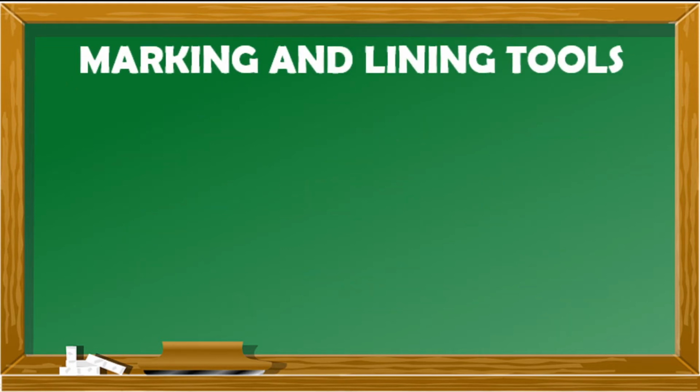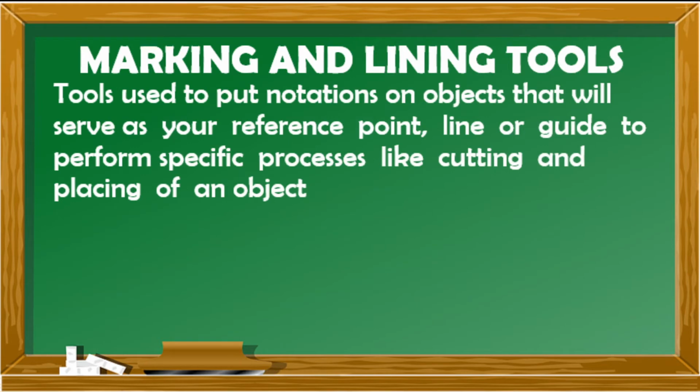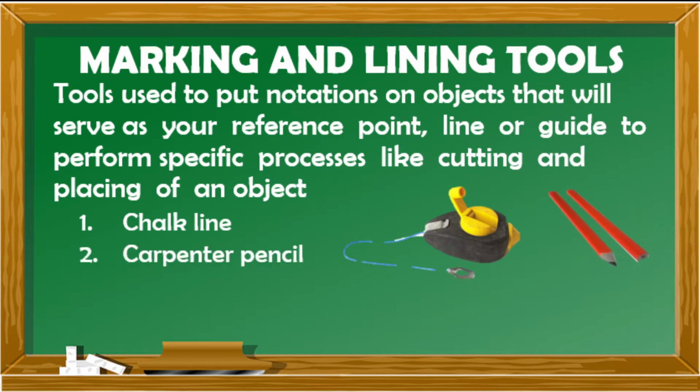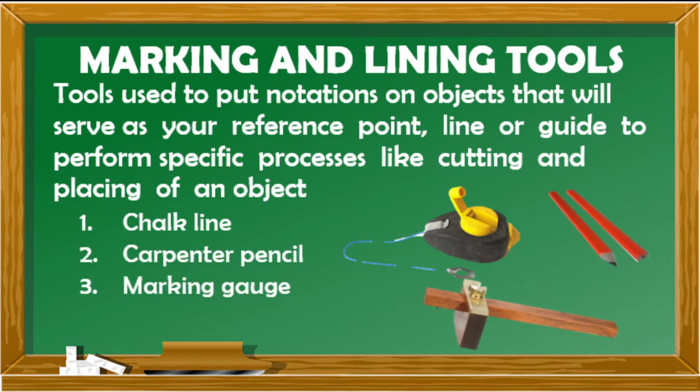The next is the marking and lining tools. Marking and lining tools are used to put notation on an object that will serve as your reference point, line or guide to perform a specific process like cutting and placing of objects. So these are our markers. Before we cut, or before we place another object on the surface, we mark it. That will serve as a guide. So what are our marking and lining tools? We have chalk line, pencil, and marking gauge.